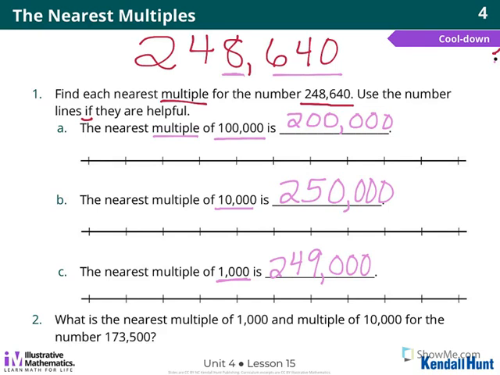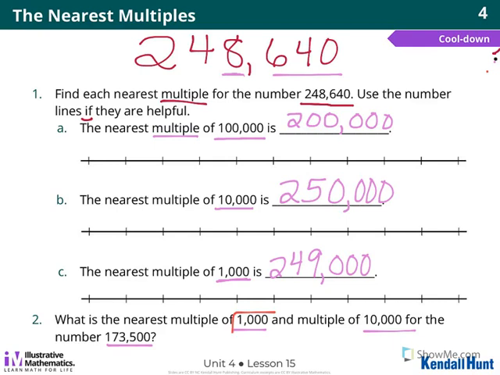Okay, then question 2. What is the nearest multiple of 1,000 and multiple of 10,000 for the number 173,500? Okay, so it's the same thing, you guys, just they combine two questions into one.